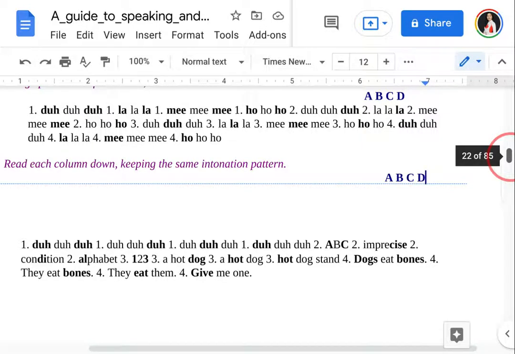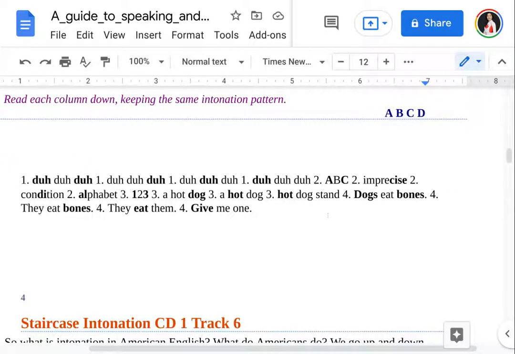A. Da da da. A B C. 1 2 3. Dogs eat bones. Next, column B. Da da da. Imprecise. A hot dog. They eat bones. C. Da da da. Condition. A hot dog. They eat them. D. Da da da. Alphabet. Hot dog stand. Give me one.